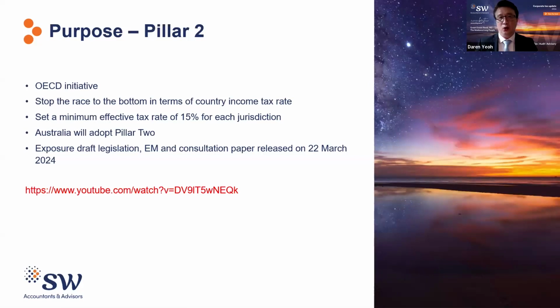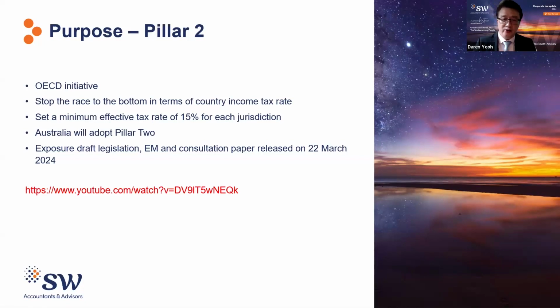So firstly, it is an OECD initiative. And the purpose is to stop countries racing to the bottom in terms of their corporate tax rate. So what Pillar 2 seeks to do is to ensure that in each and every jurisdiction in which you operate, you pay an effective tax rate of at least 50%. This is not a global average, it is at each jurisdictional level. So Australia, being part of the OECD, will adopt Pillar 2, similar to about 135 countries, OECD and inclusive framework countries, who will also implement Pillar 2.